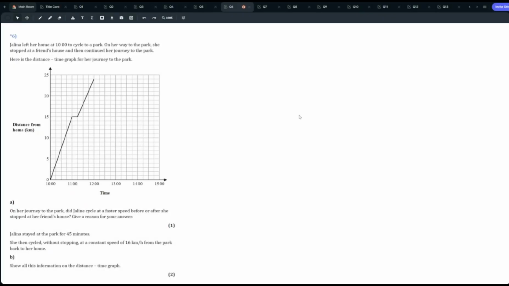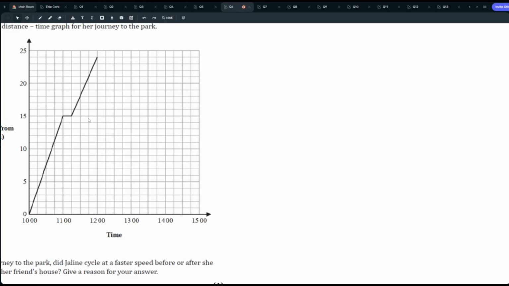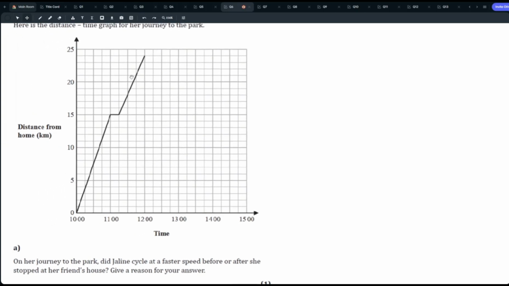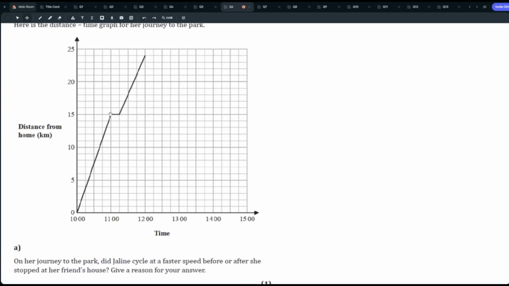Finished. Question number 6. Jelena left her home at 10 to cycle to a park. On her way to the park, she stopped at a friend's house and then continued her journey to the park. Here's a distance time graph for her journey to the park. Okay, so just to have a look here, she clearly left at 10 a.m. as the question said, and then she's moving a distance of 15 kilometers to 11 a.m.